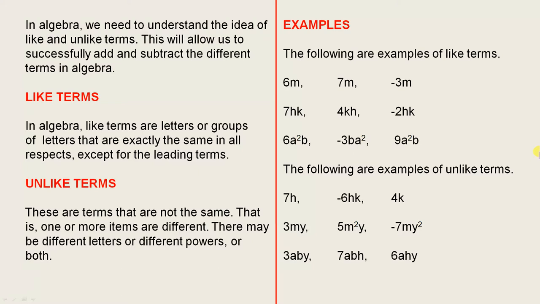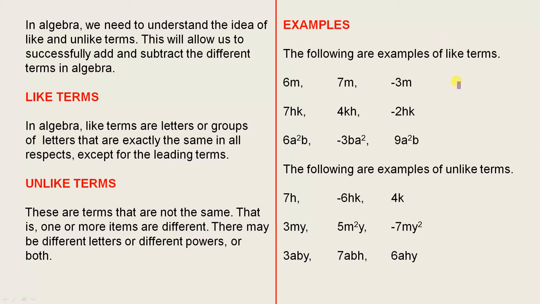Like terms. In algebra, like terms are letters or groups of letters that are exactly the same in all respects except for the leading terms. Unlike terms. These are terms that are not the same, that is, one or more items are different. There may be different letters, or different powers, or both.